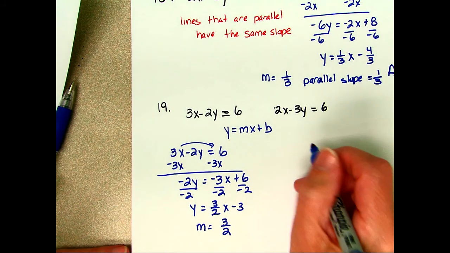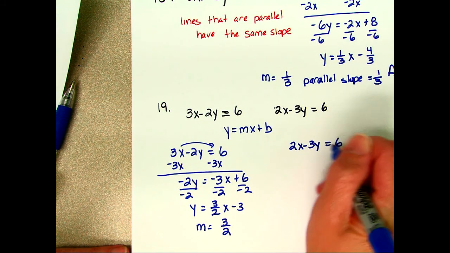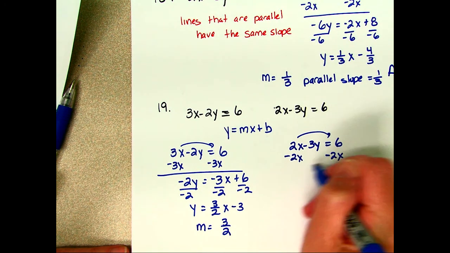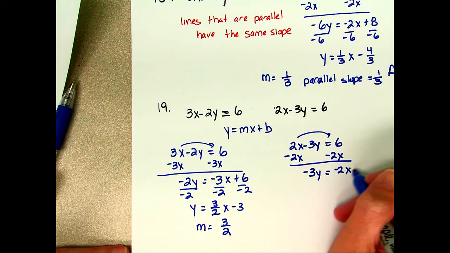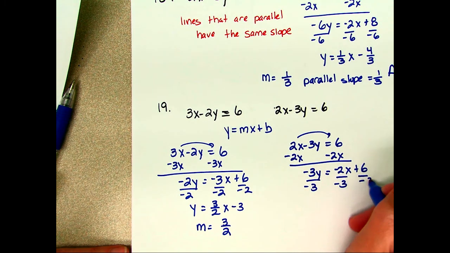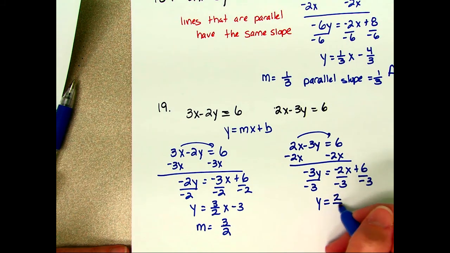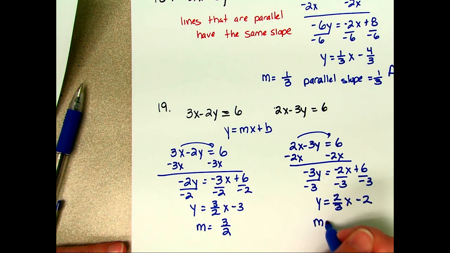On the right, 2x minus 3y equals 6. Subtract 2x on both sides. Negative 3y is negative 2x plus 6. Divide by negative 3. y equals a negative over a negative is a positive, 2/3 x minus 2. So for this line, our slope is 2/3.